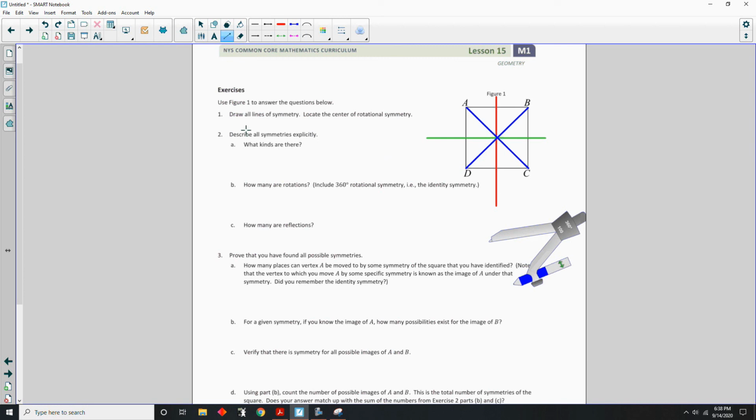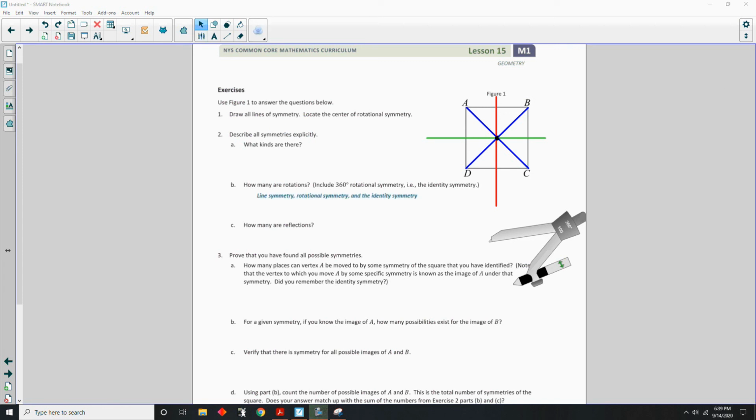Locate the center of rotational symmetry. So that's where those intersect. That's going to be right about there. And then number 2 says, describe all symmetries explicitly. What kinds are there?